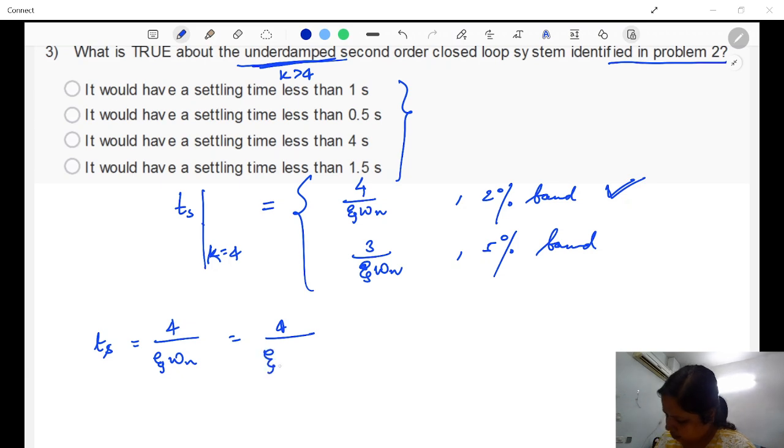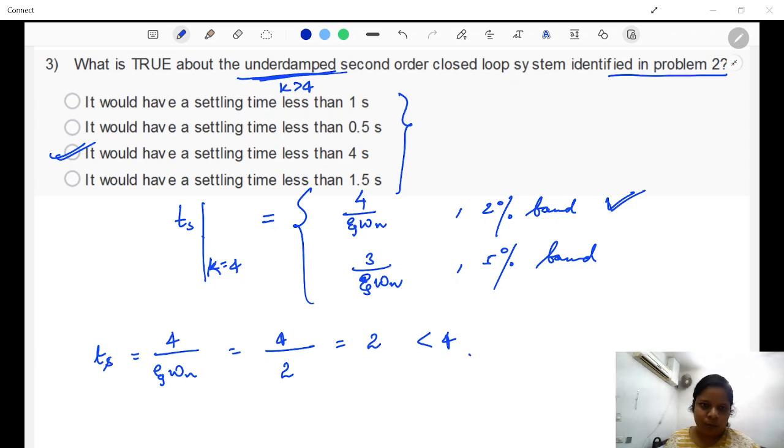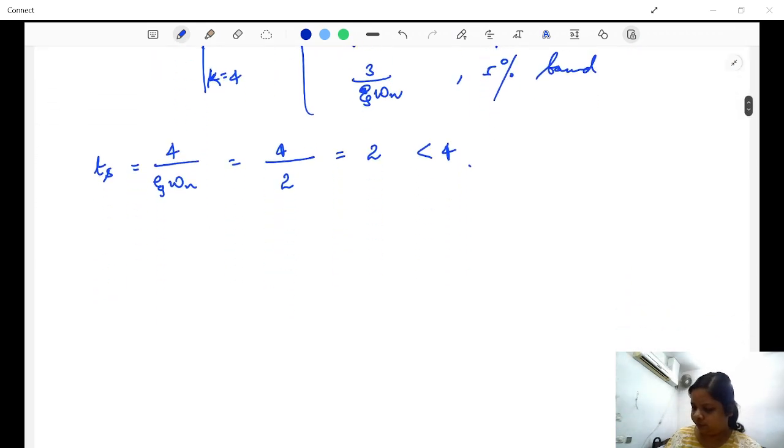Zeta omega n is 2, madam. Yeah, zeta omega n is 2. And then because you have root k, which you can cancel, so this will be 2. So it should have a settling time less than 4 seconds. All right, I hope it is clear. Okay.